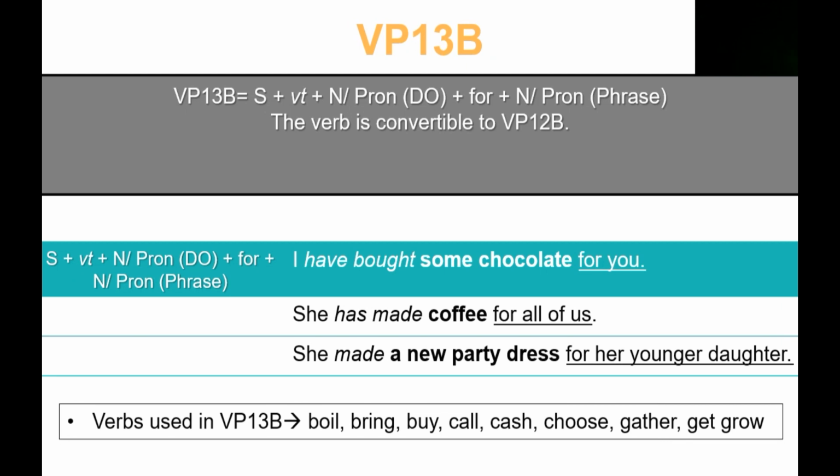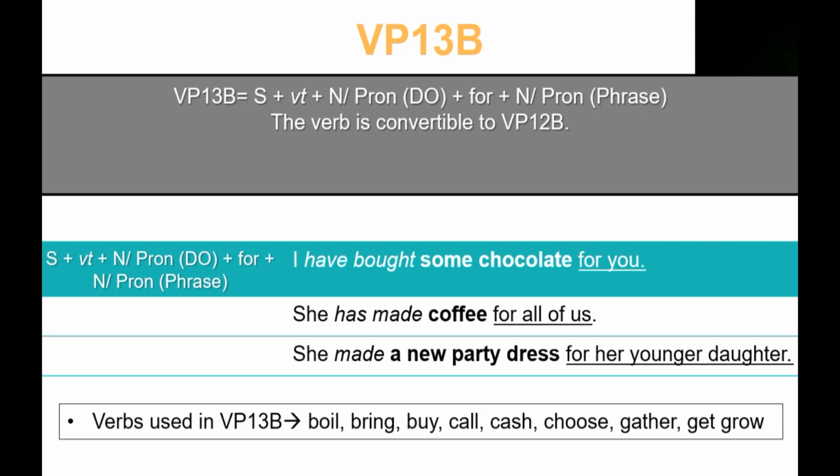Next, we have VP13B. The formula is subject, VT, noun or pronoun as DO, and preposition for and noun or pronoun phrase. The verb is convertible to VP12B. So actually what differentiates this pattern from the previous pattern is just the preposition. In VP13A, you use the preposition to. In VP13B, you use the preposition for.